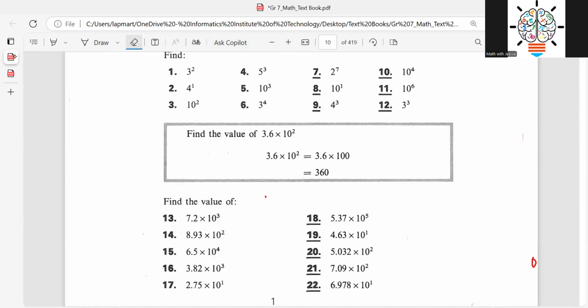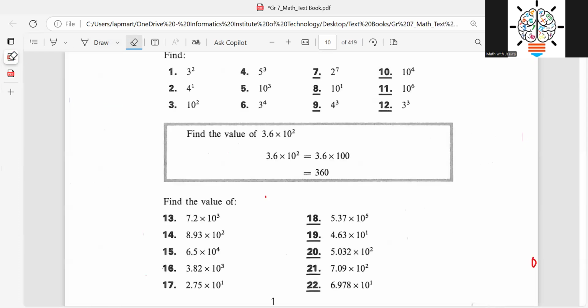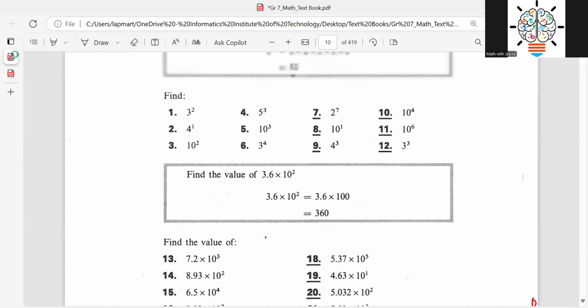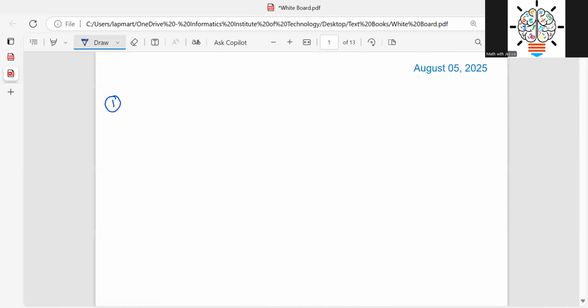So here, 3 to the power 2. How do you do this? You want to read the question. You want to find the value here, according to the example. 3 to the power 2 means that you want to get the expanded version, 3 times 3, and you can write the answer 9.